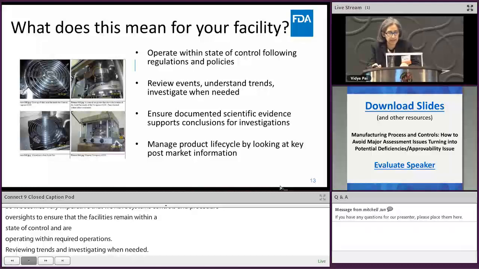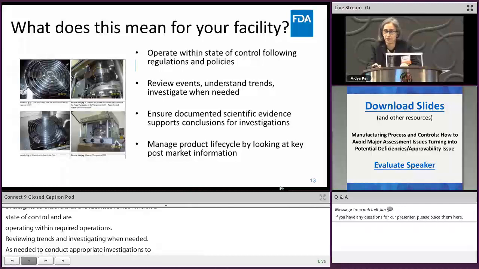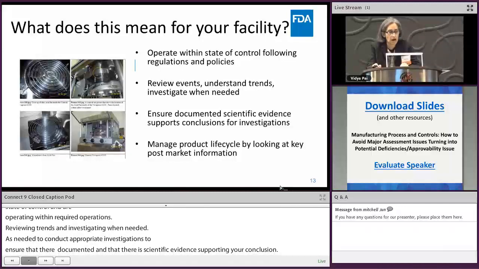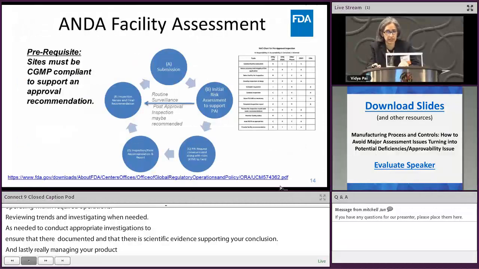And last but not the least, really manage your product life cycle by looking at even post-market information, be it recalls, complaints, field alerts, or your own rejects and OOSs. They do point to important information that you can use to further enhance your quality systems and oversight.